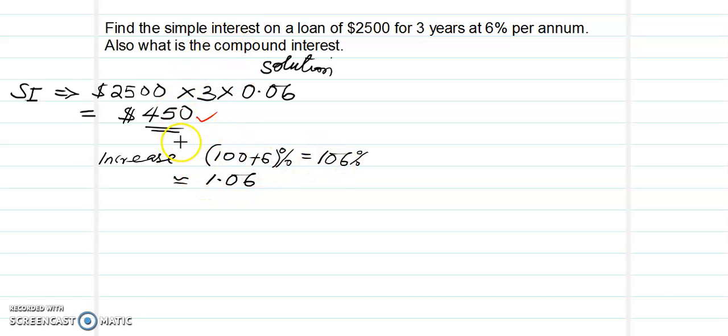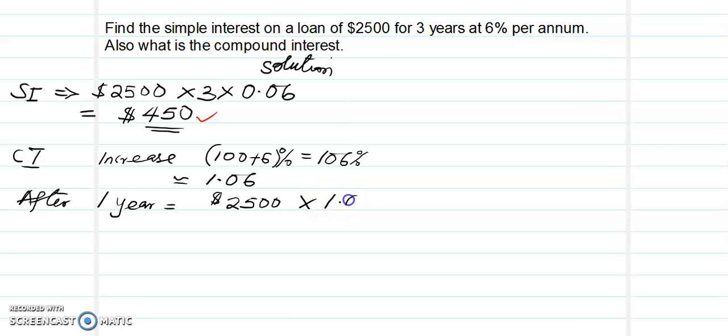Now this will not be after the first year, because it is an accumulated interest. After 1 year, we will have 2,500 times 1.06, the percentage after the first year. That gives us 2,650. We are going to continue like this till we get to 3 years.